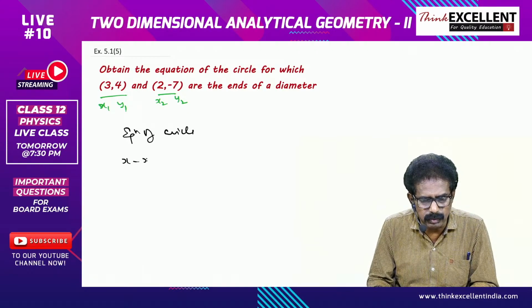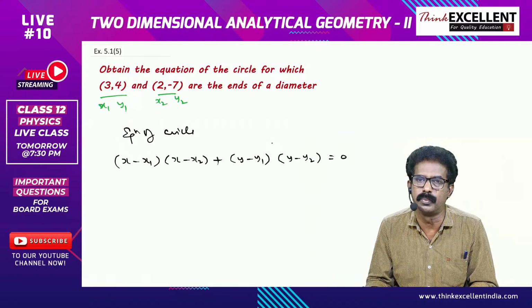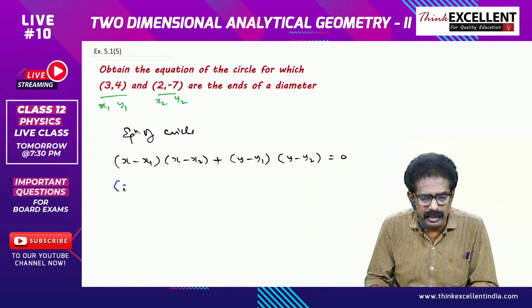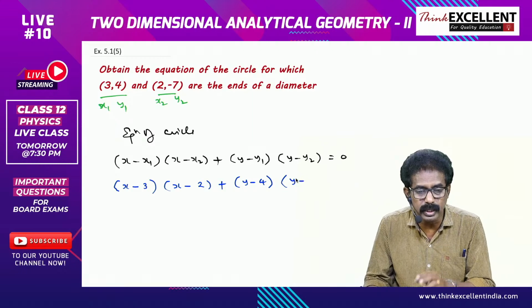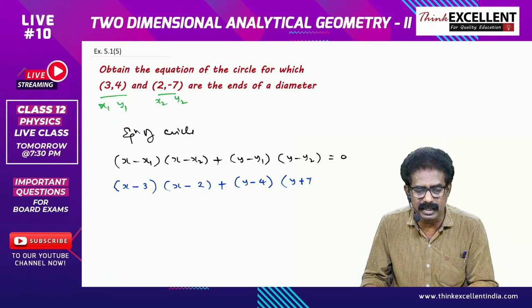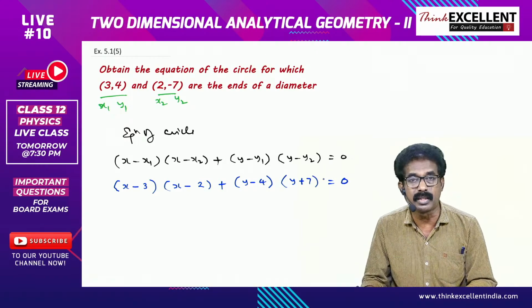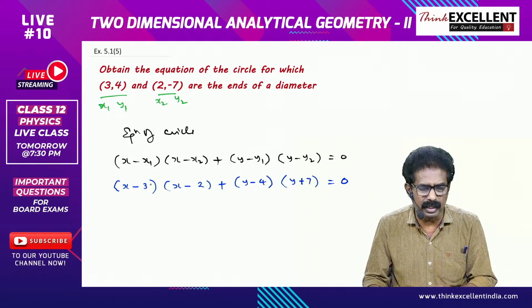(x minus x1) into (x minus x2) plus (y minus y1) into (y minus y2) is equal to 0. Substitute: x minus x1 value 3, into x minus x2 value 2, plus y minus y1 value 4, into y minus y2 value minus 7. Already there is a minus, so minus minus becomes plus 7, equal to 0. Children will have a doubt: is it 0 or 1? It is 0, right? Now if you expand and arrange, you will get the answer.